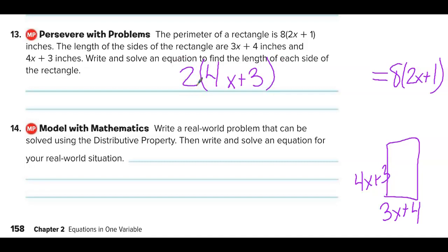Okay. Do you think you should be writing this down? For perimeter, do we add or multiply? Add. Okay, and then how many side lengths do we have that are 3x plus 4? 2, right? This one is and this one is. So we have 3x plus 4, and we have 2 of them.